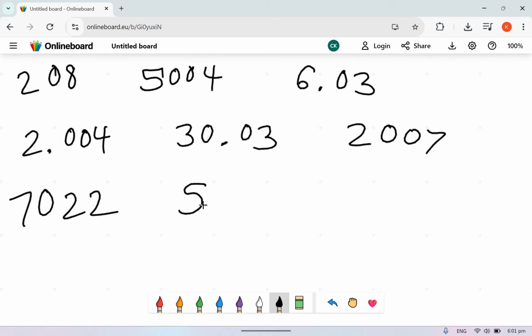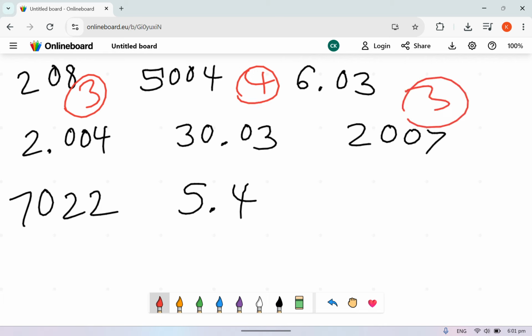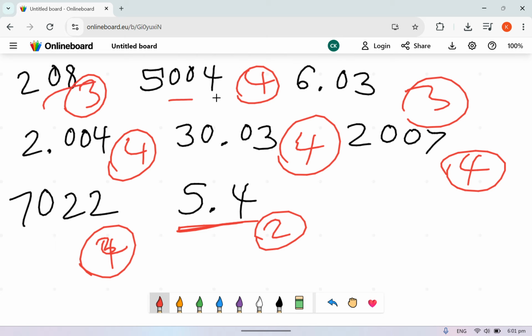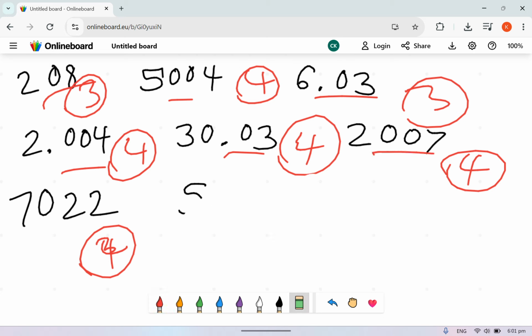Okay. Tell me. How many? 3, 4, 3, 4, 4, 4, 3, 4, 2. This one is not really related because they are all between non-zeros. Okay. So that's something you must remember. That's rule number 2.